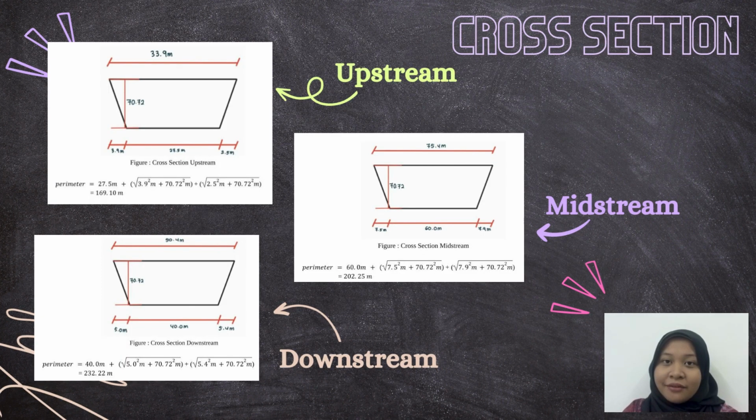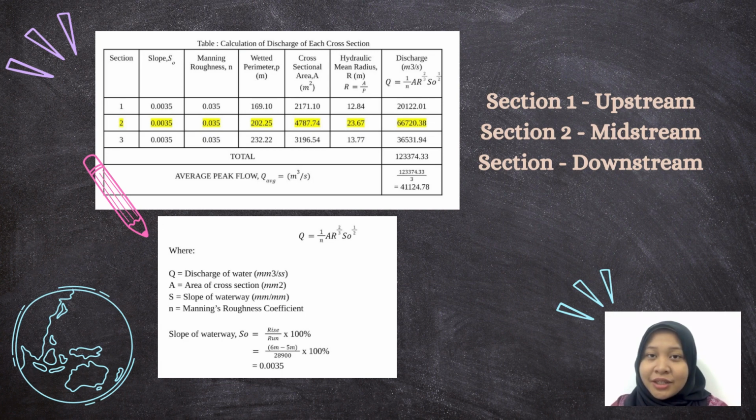This is the cross-section for upstream, midstream, and downstream, and we calculate every parameter for each of them. This table shows the calculation of discharge of each cross-section. We take 3 highest discharge. The first one is the highest discharge from upstream, section 2 is from midstream, and section 3 from downstream. In this section, we highlight the second section because it is the highest value.